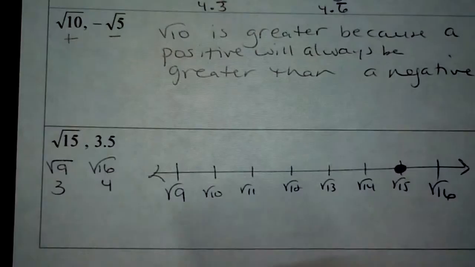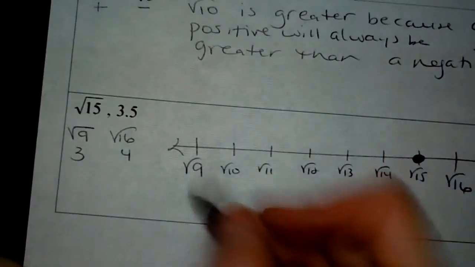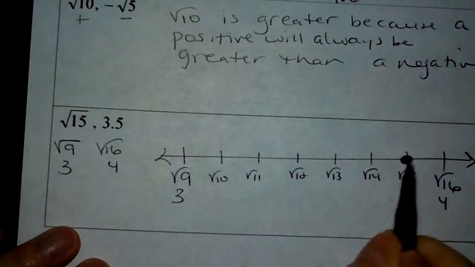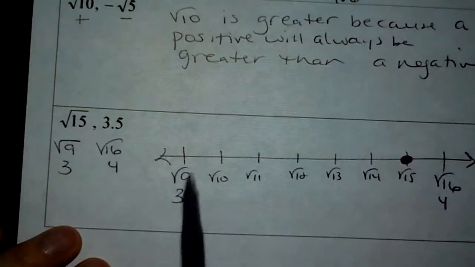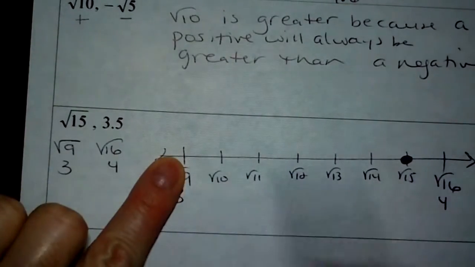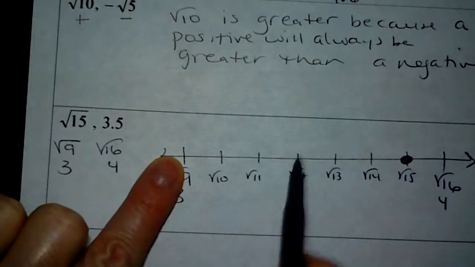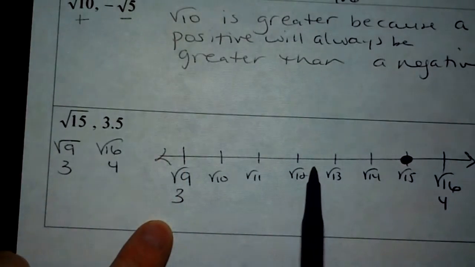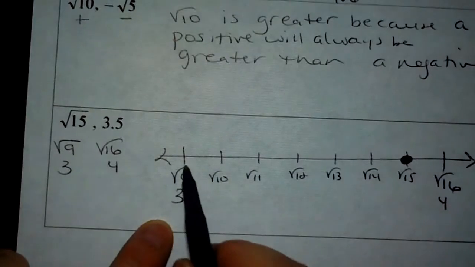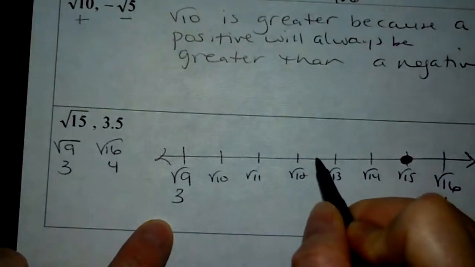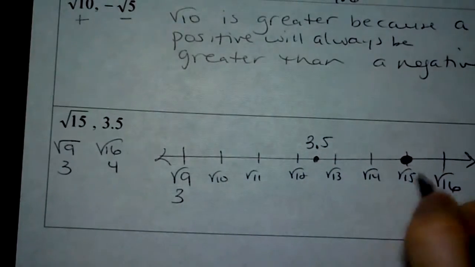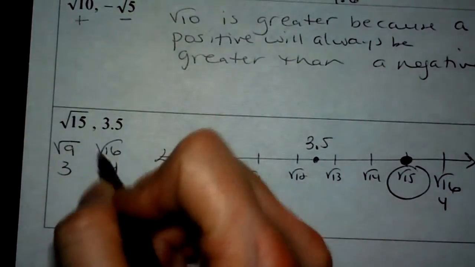And 3.5, wouldn't that just be halfway through? This is 3 and this is 4. So I've got 1, 2, 3, 4, 5, 6, 7 lines here. So halfway would be 3.5 lines. Again, from here to here was 7 hops. 3.5 means halfway in between. So half of 7 is 3.5. So 1, 2, 3, and then another halfway. This would be 3.5. So the square root of 15 wins. The square root of 15 is greater.